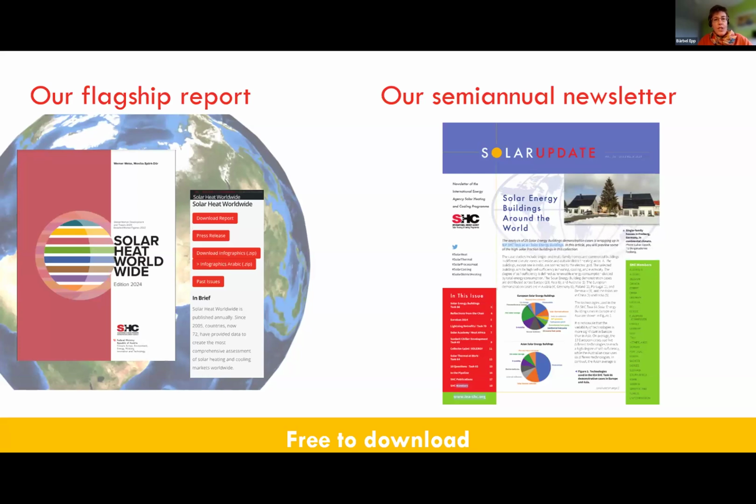Two flagship publications that the IEA SHC program is regularly publishing. The Solar Heat Worldwide study is usually published in June. It's the most comprehensive report on national, global, and application-oriented data on solar heating and cooling. And some of the speakers will quote charts and results from this report also in their presentations today.